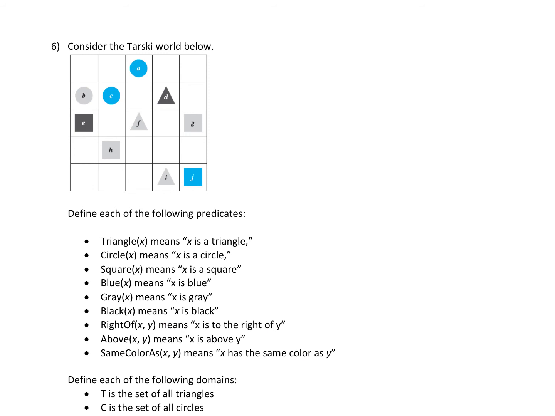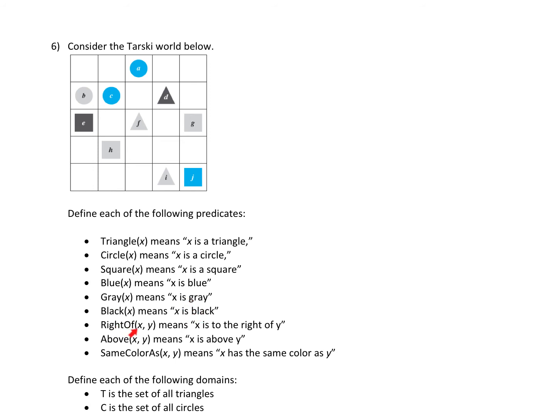We finish up with an example using Tarski's world. Your textbook talks about this a lot. So it's just a square with different colored shapes on it that are labeled with letters, and Tarski's world just discusses the relationship between the different shapes and colors. Okay, so we're going to define each of these predicates. Triangle x means x is a triangle. Circle x means x is a circle. Square x, x is a square. And then I have blue, gray, and black x. Those just define the color.